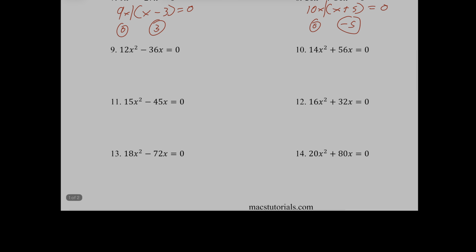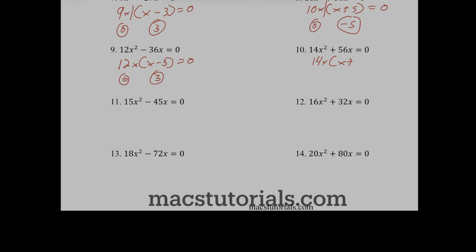The 10x will become a 0, and this will become a negative 5. Maybe in a couple of these, I'll go ahead and do 11 and 12. I'll do that. 12x, and that becomes an x minus 3. So I'm going to get 0 and a positive 3. This one, I'm going to pull out a 14x, and I'm going to be left with an x plus 4 equals 0. So my answer is going to be 0 and negative 4.